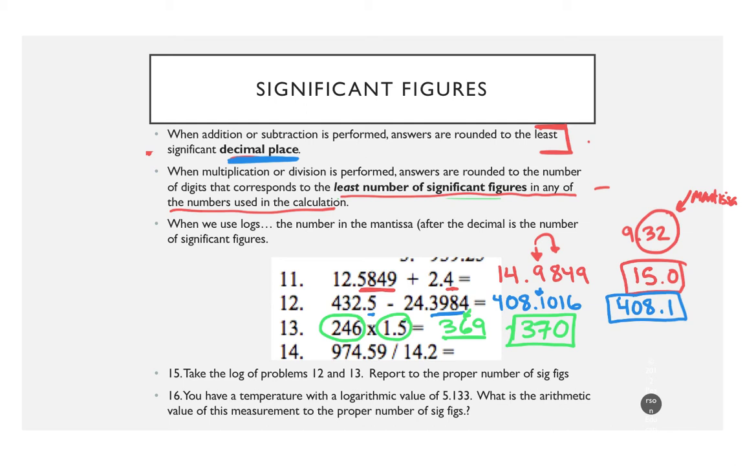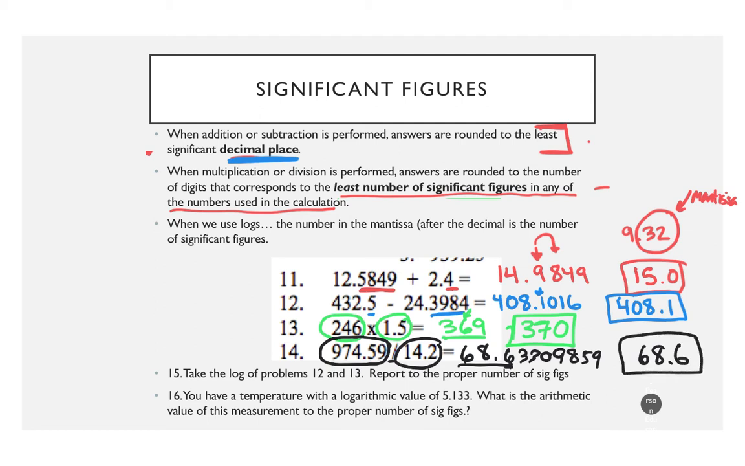Last one on here. 974.59 divided by 14.2 gives me 68.63309859. Okay, this is a division. So again, looking for the least number of sig figs. This has 5 sig figs. This has 3 sig figs. So I get to round this to 3 significant figures. So 68 point, this last one is the one that we look at, 6, number behind it is a 3, so this becomes 68.6. All right?